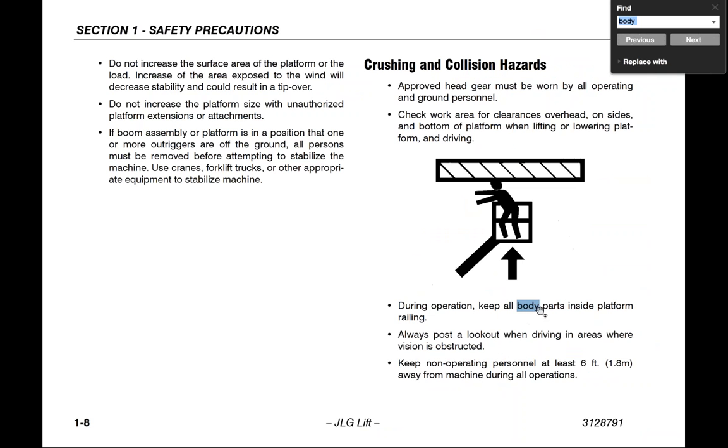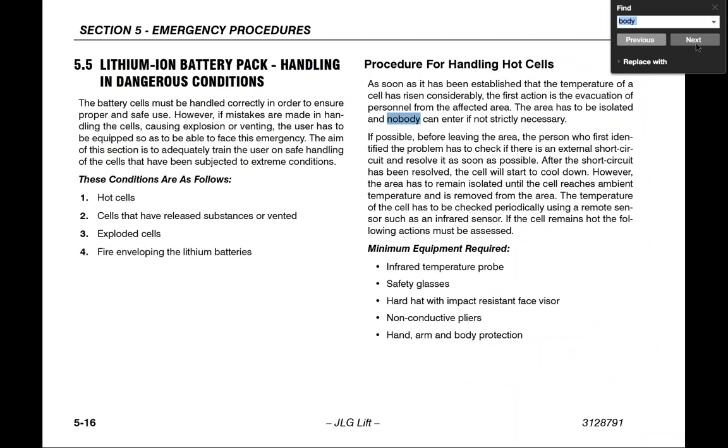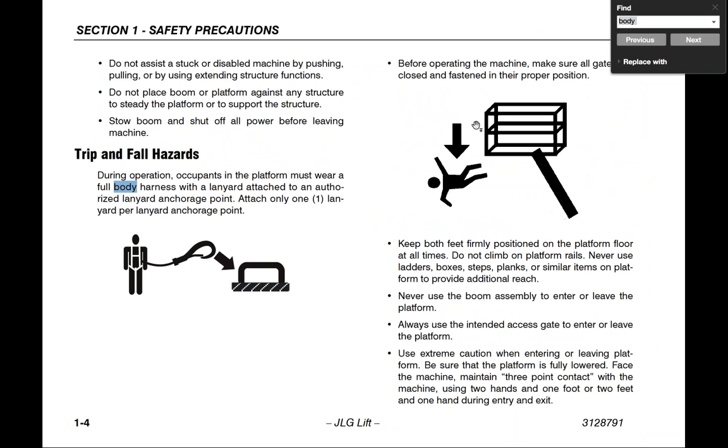Okay, so first of all, keeping your body parts inside the platform railing, that we're aware of. Let's see. Right here, also minimum equipment required, right? Hand, arm, and body protection. I'm just word searching it. Okay, so now on this JLG, you'll see that it says during operation, occupants in the platform must wear a body harness, right, with a lanyard attached. So this JLG is basically saying, no, you have to wear a body harness. So they've delineated now, and they've actually said that no, we're going to be using a harness in it.